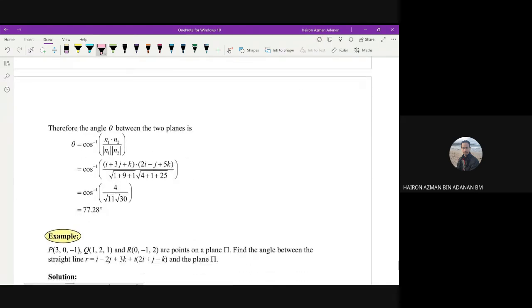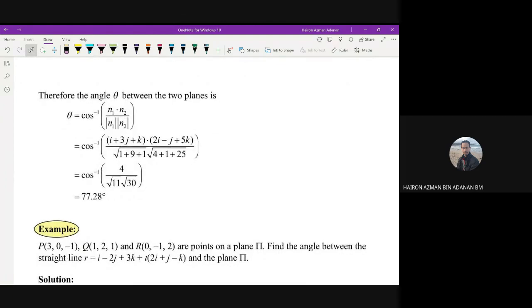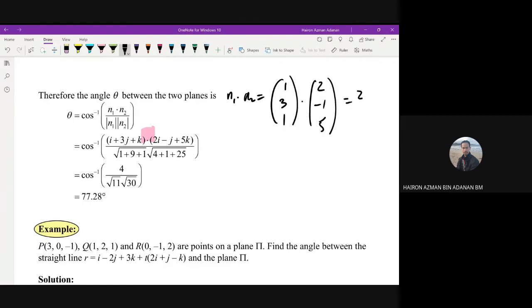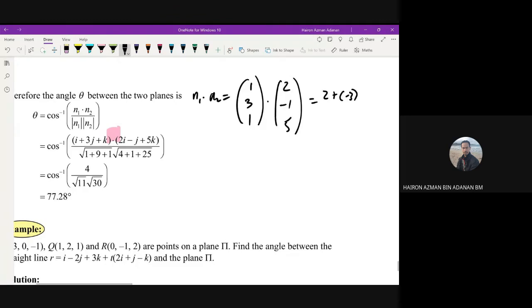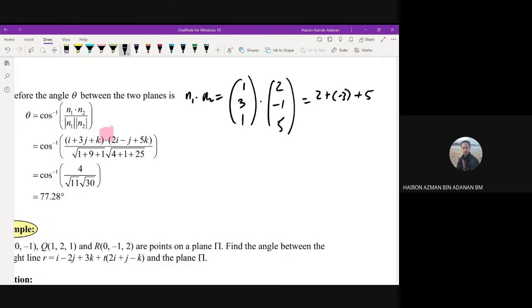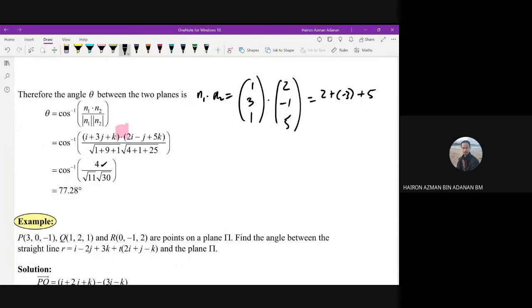So as usual lah, just masukkan saja dalam formula. Okay, n1 dot n2. You dotkan saja. Tahu kan nak dotkan? n1 is 1, 3, 1. Dotkan dengan 2, -1, 5. Okay, so you get apa? 2 plus -3 and then plus 5. So 7 minus 3 that is 4. Dapatlah 4. And then you cari magnitude of normal 1 and magnitude of normal 2.